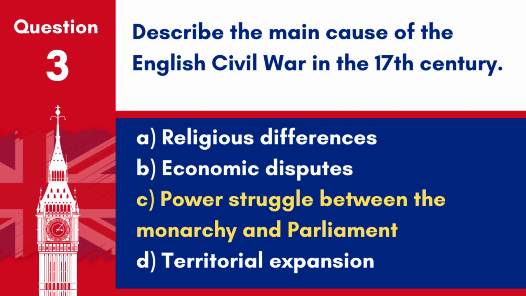Answer. C. Power struggle between the monarchy and parliament. The main cause of the English Civil War was the power struggle between the monarchy, which sought to assert absolute power, and parliament, which sought to limit the king's authority.